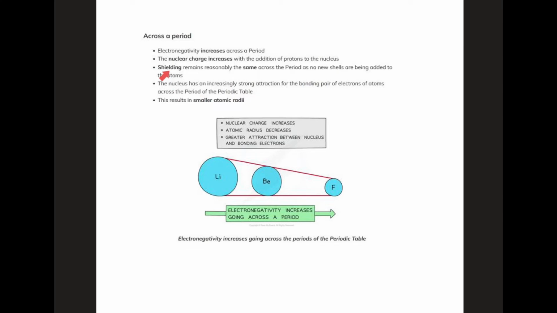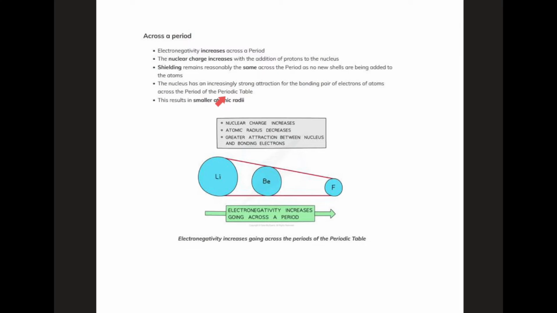So shielding is not playing the role here, and the nuclear charge is playing the role, and because of that, the attraction is increasingly strong. It makes the attraction greater, and then electronegativity increases. This results in smaller atomic radii. Smaller atomic radii means greater electronegativity. So they are trying to relate the three factors in this way.